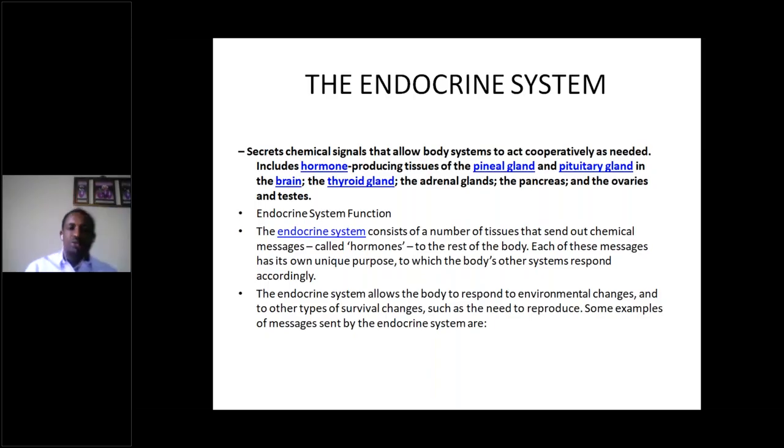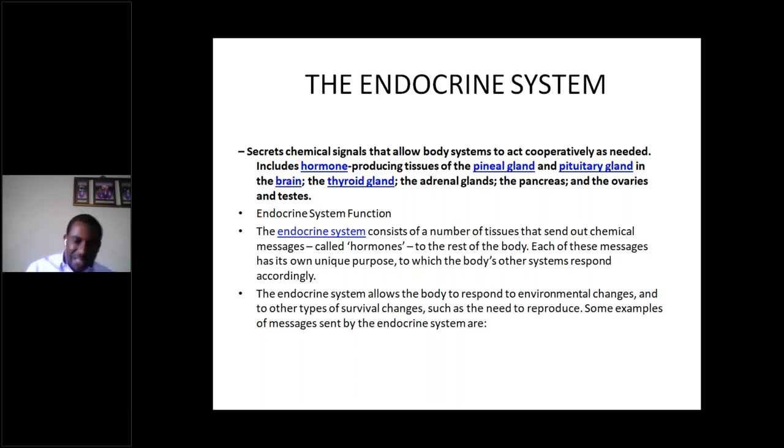And tissues of the pineal gland. Okay, so it includes hormone producing tissue. It includes tissues of the pineal gland. It includes tissues of the pituitary gland in the brain, in the thyroid. I'm going to show you that later. The adrenal gland, the pancreas, and the ovaries and the testes. So this is mainly responsible for producing hormones.